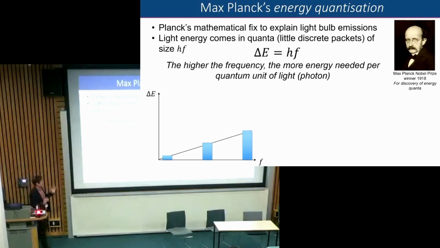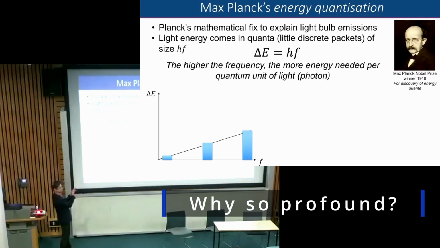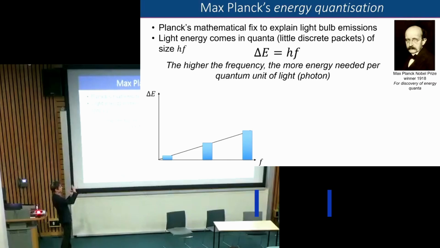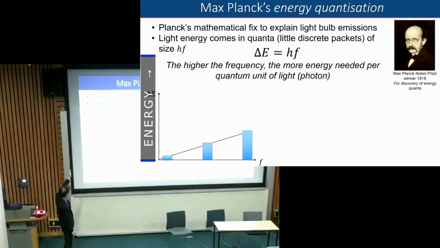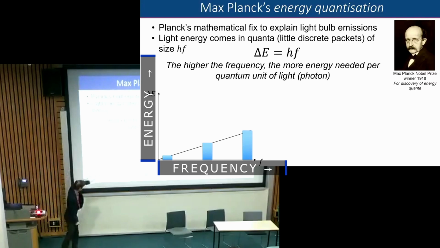Okay, so let's spell it out. Let's understand why that is so profound, because it looks incredibly simple. It's not even y equals mx plus c, it's not even a linear plot, it's just y equals mx, just one proportional to the other with just a gradient, a scaling factor h. So there we are. The amount of energy needed to make a photon of frequency f goes up linearly according to the frequency.